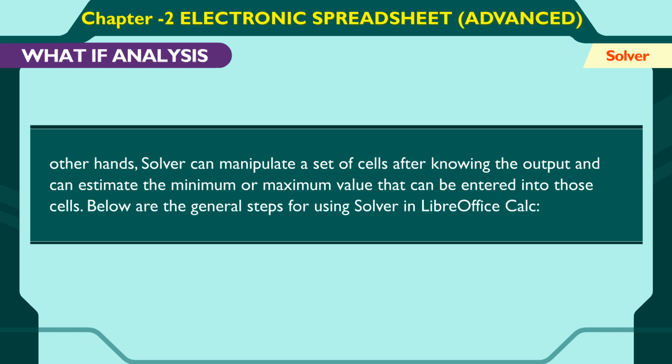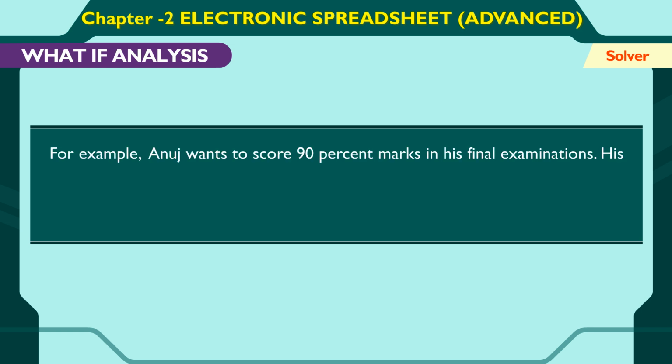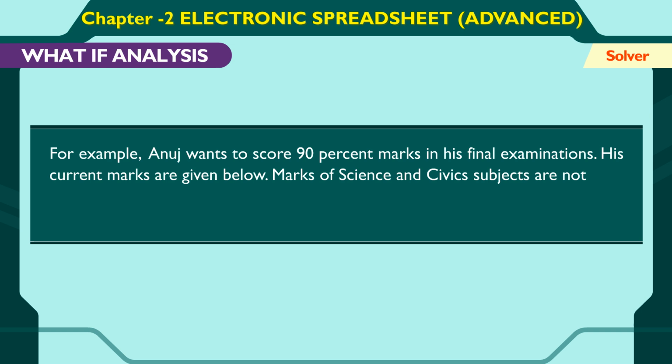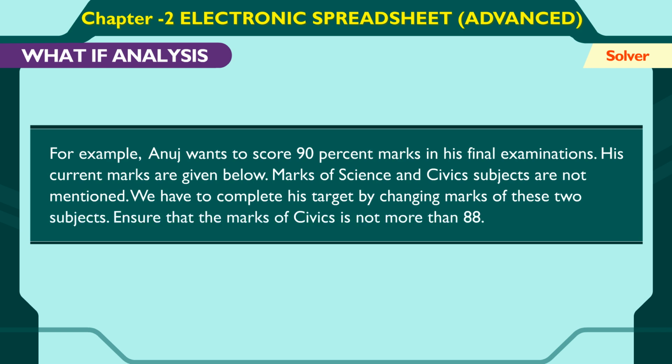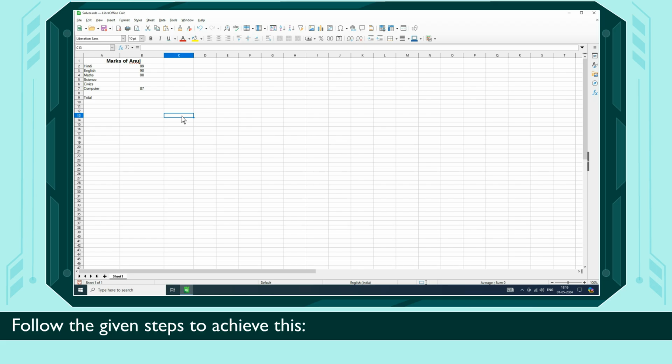Below are the general steps for using Solver in LibreOffice Calc. For example, Anuj wants to score 90% marks in his final examinations. His current marks are given below. Marks of science and civics subjects are not mentioned. We have to complete his target by changing marks of these two subjects. Ensure that the marks of civics is not more than 88. Follow the given steps to achieve this.